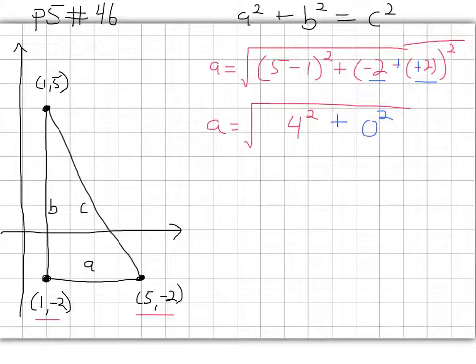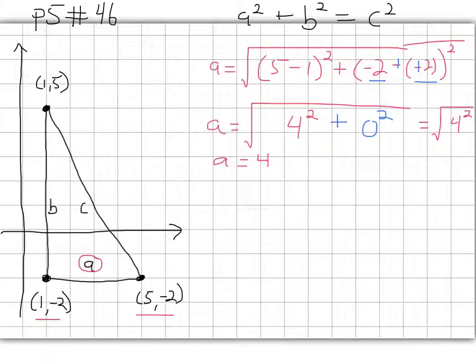Plus 2 minus 2 is 0. So we're going to get the square root of 4 squared plus 0 squared, which is the same thing as the square root of 4 squared. So A is equal to 4. So this side is equal to 4.